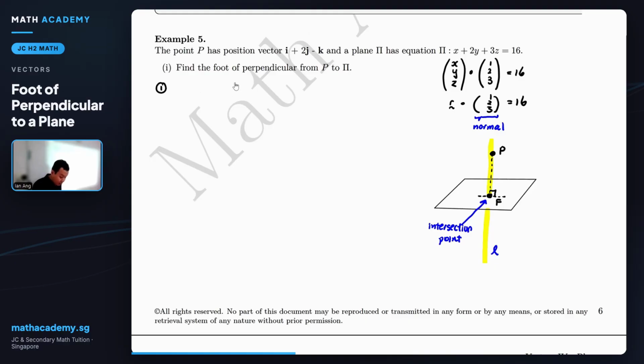Hence, my first step: can we form such an equation? Let me label first. I want the equation of L such that it passes through P. So P is a position. What is the direction vector of my line? If I want a vector parallel to this line, what will we be using? We will be using the normal vector, which is perpendicular to your plane. So I will say it passes through P and is parallel to N.